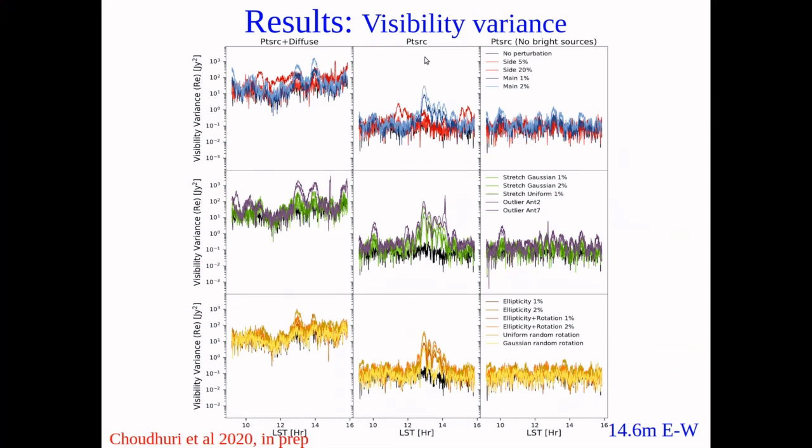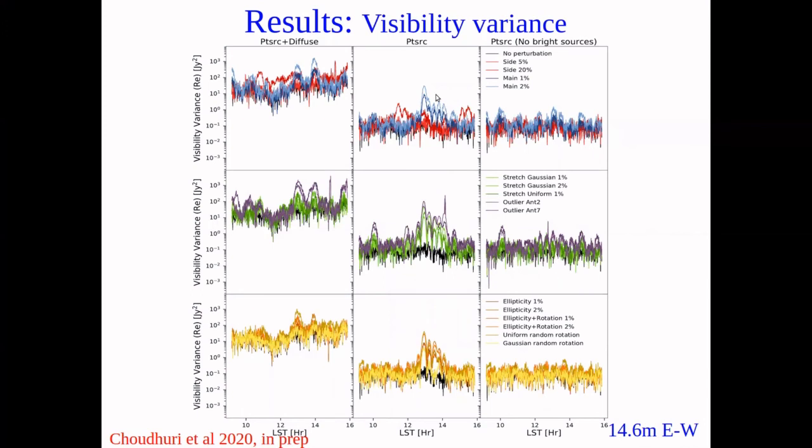In the middle panel, only the point sources are present. In the right panel, we have shown the point sources but without bright sources. And you can see that it is almost noise-like. But in the middle panel, when the bright sources are present, basically Centaurus A in our case, at 13 to 14 hour, the variance of the visibility increases.